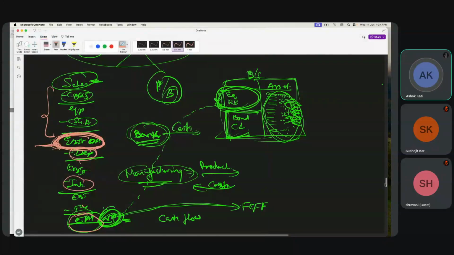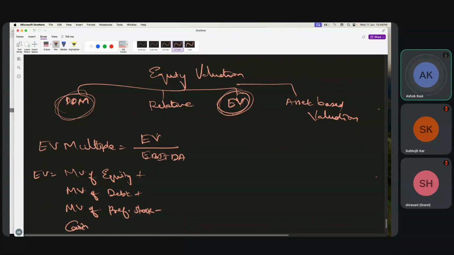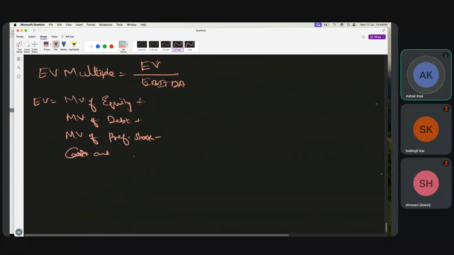Okay. And what is enterprise value? Enterprise value means market value of equity plus market value of debt plus market value of preferred stock minus cash and marketable securities. Cash and cash equivalents, or cash and marketable securities.